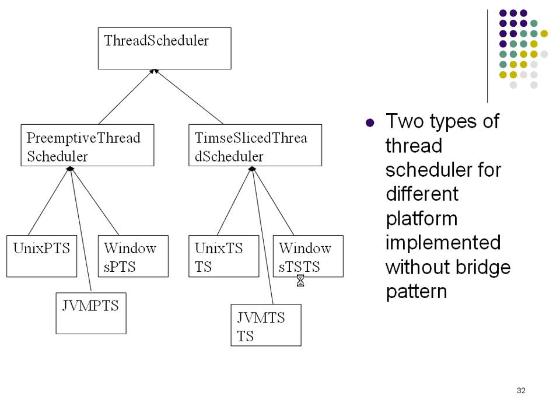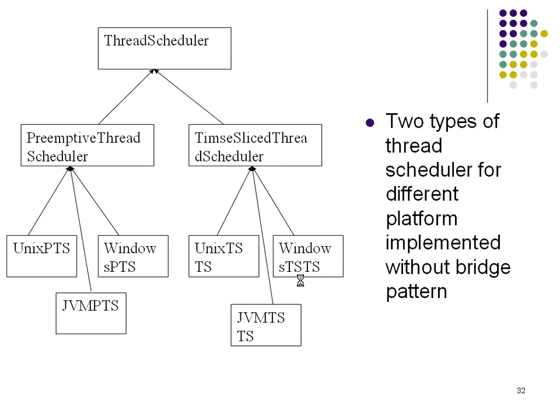So from the preemptive thread scheduler, there are three derived classes. One is Unix PTS, the other is JVM PTS, and the third is the Windows PTS. Similarly, from the time sliced thread scheduler, we have three classes derived. One is the Unix TSTS, the other is the Windows TSTS, and the third is JVM TSTS. Now suppose you add a new scheduling algorithm, you need to add one more class over here, and then there have to be three more derived classes from there. So this approach is again causing a proliferation of classes.